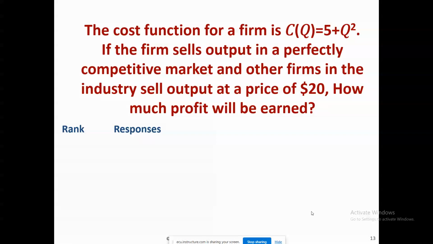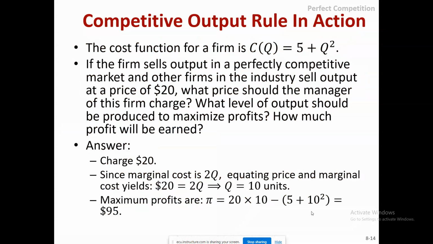Lastly, this question asks what the profit is when it is maximized. Please pause and try. All right, the profit is the difference between total revenue and total cost. For total revenue, each product the firm sells, it collects $20 and it sells 10 units, so the total revenue is $200. For total cost, we plug the output 10 into the total cost function. We get 105. Then the difference is the profit, $95.